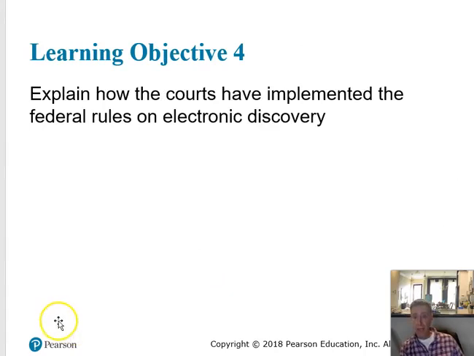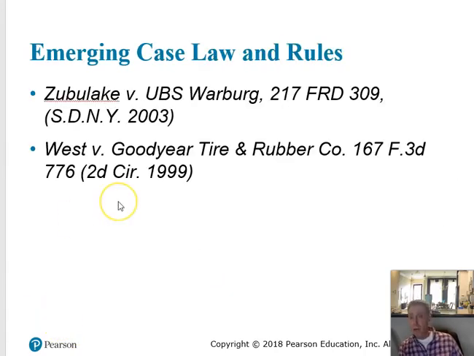Explain how the courts have implemented the federal rules on electronic discovery. The two cases listed here, I put links to them in the Canvas site. These are cases where, even before the case has gone to trial, the plaintiffs have brought actions because they're saying the other side destroyed evidence, or because of their negligence, evidence was destroyed, and how the court punishes the other side for doing it.